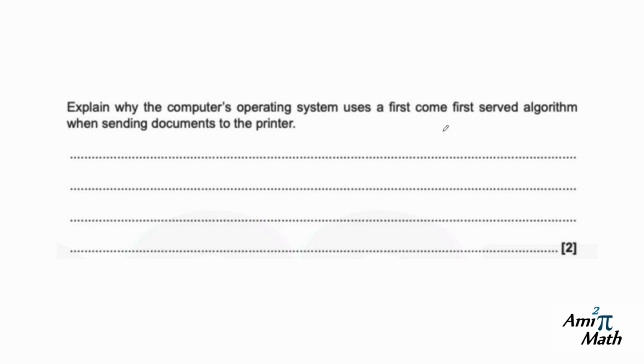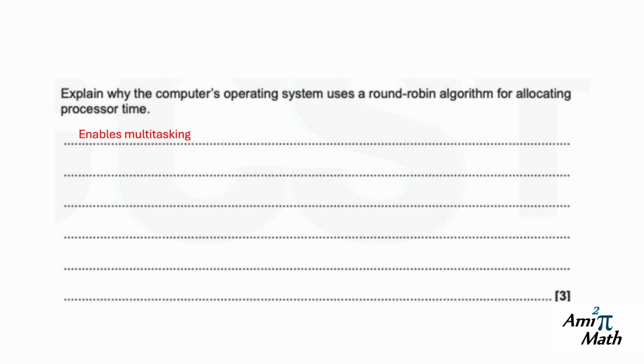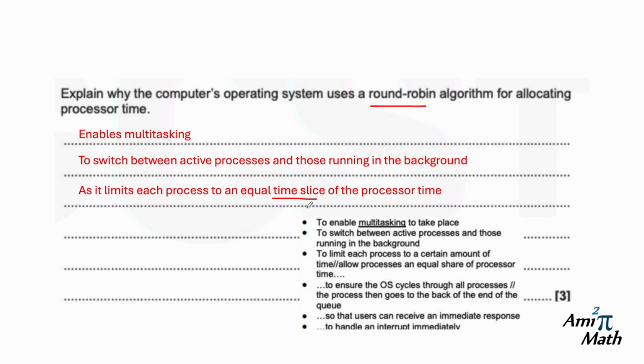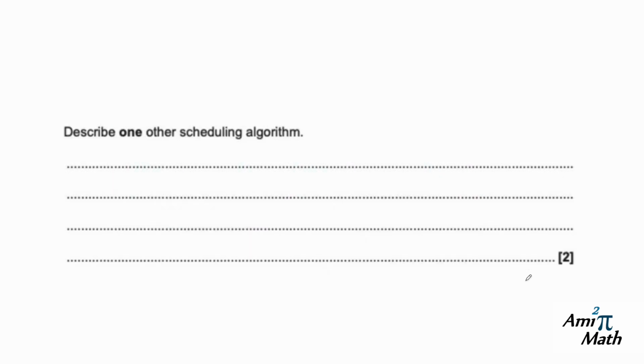Explain why the computer's operating system uses a first-come, first-served algorithm when sending documents to a printer. It can enable multitasking to switch between active processes and those running in the background, as it limits each process to an equal time slice of the processor time. So when you think of round robin, just think of time slices. And obviously there's some other points you can say. This is only a 3-mark question, but you can just pause and read these points.